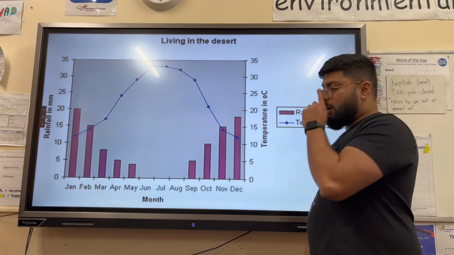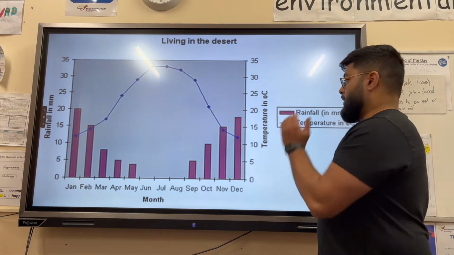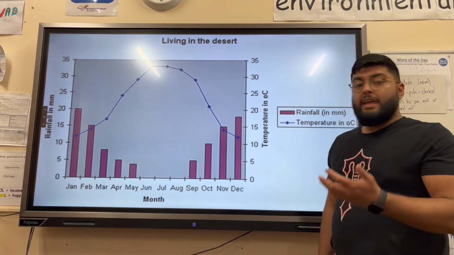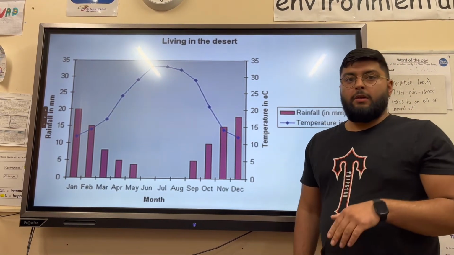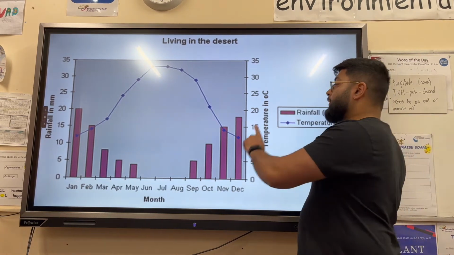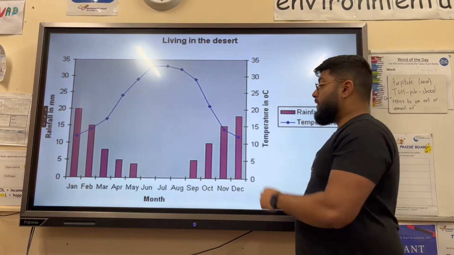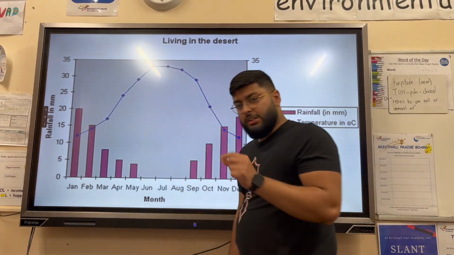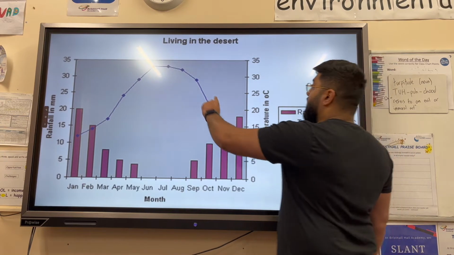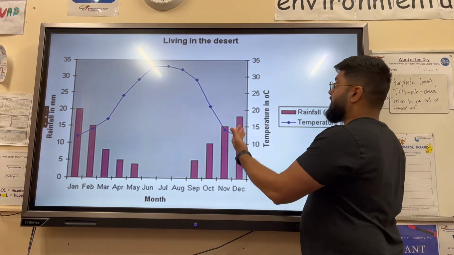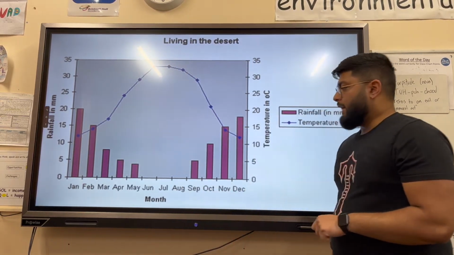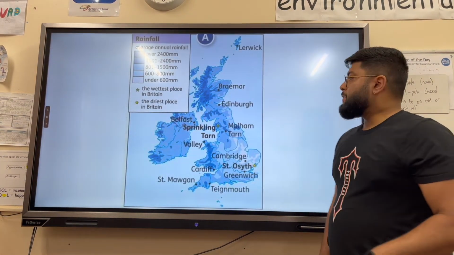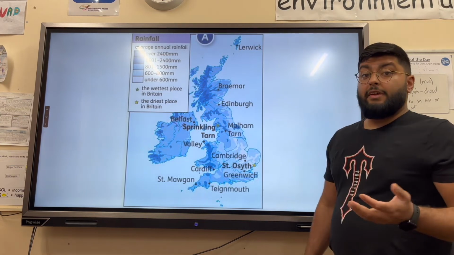We can use climate graphs to represent the climate of an area. The bars on a climate graph are always rainfall. I think of them as little cups filling up with water for each month. And then the temperature is the line graph. So this is for a desert, so we can see it's incredibly dry. Maximum rainfall in a month is 20 millimeters, so 2 centimeters. But it's also very hot, we can tell from the line graph, with a maximum temperature of about 33 degrees Celsius.